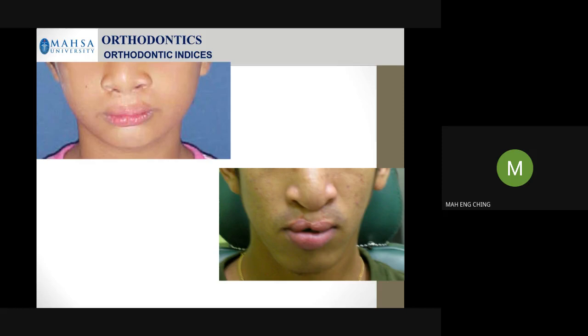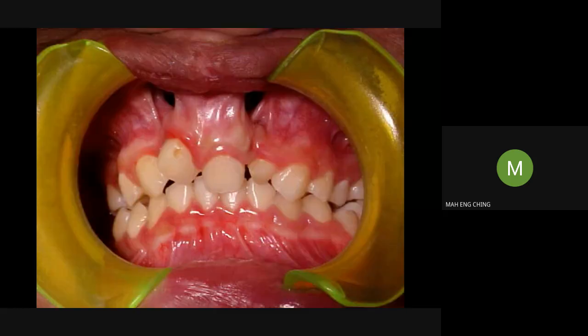So cleft lip and palate, even though the repair is done, is still classified as 5P. 5P, you can see the cleft, there's so much of a problem. So this one has a missing lateral incisor, then crowding.